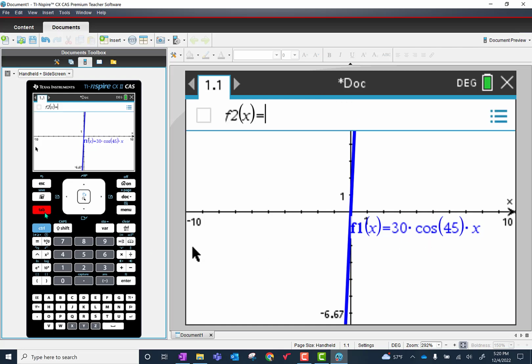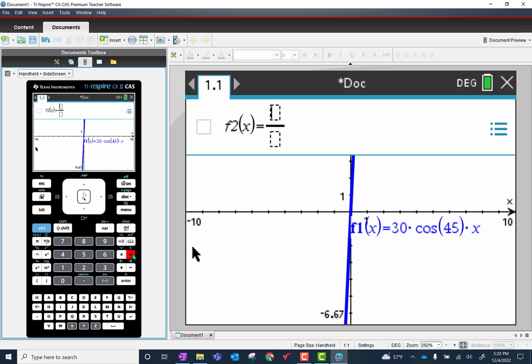So let's hit the tab, and let's put in our Y equal equation in F2. So Y equals, and so let's do a fraction. So we've got negative 32/6, because 2 times 3 is 6.